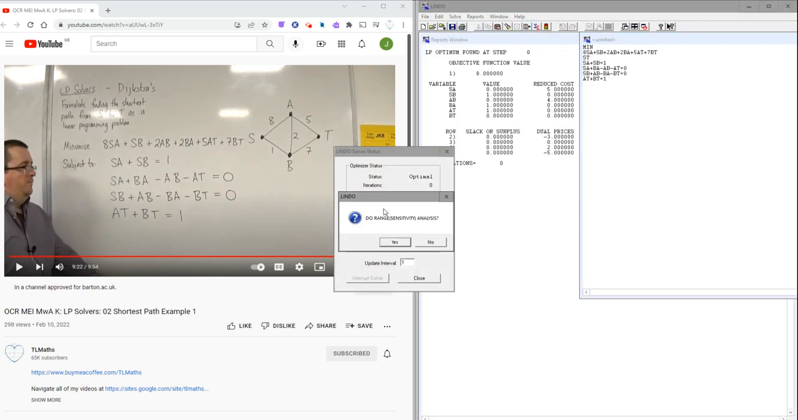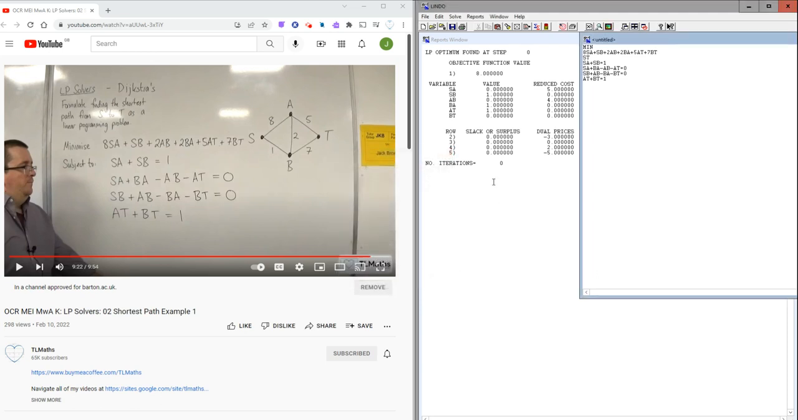Now, there is extra sensitivity analysis. You can look up what that means; some of it's quite complicated and convoluted to work through, and we don't need all of it. So I'm just going to put no for that, and close on that as well. So this is the information that we get.